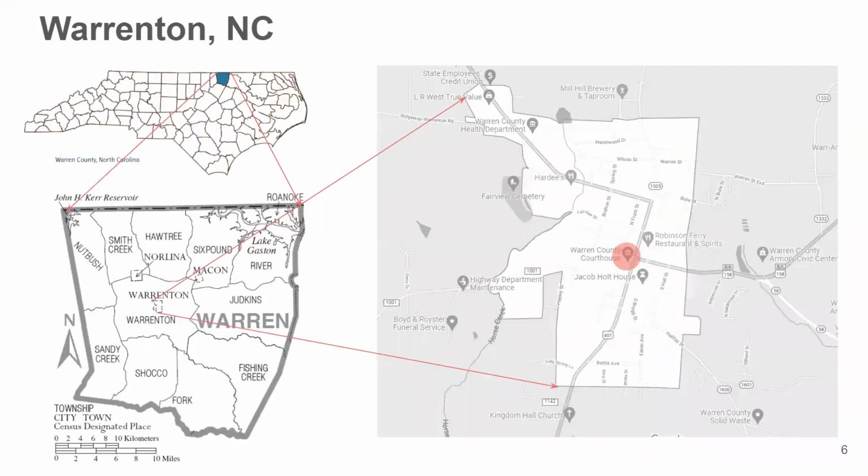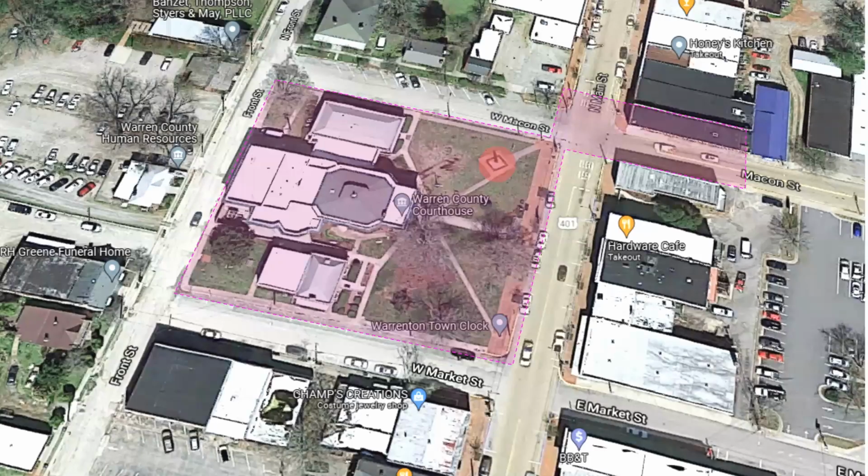So the project site is located in Warrenton, North Carolina, just northeast of us, and in Warren County. It's just central to the seat of Warren County, centrally located in both the county and in the city. The site is actually a little bit less than half an acre. It is currently the municipal courthouse, an active courthouse, but also it's the small town's public green space. It's a primary park space, and again, centrally located in the middle of the town.